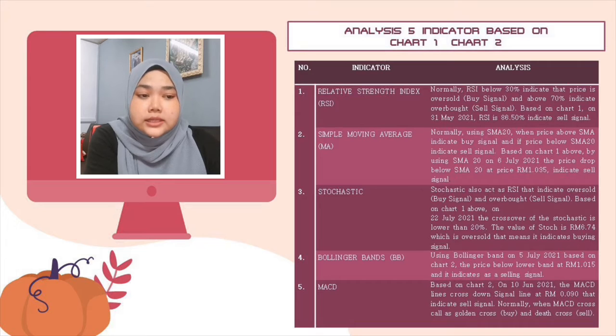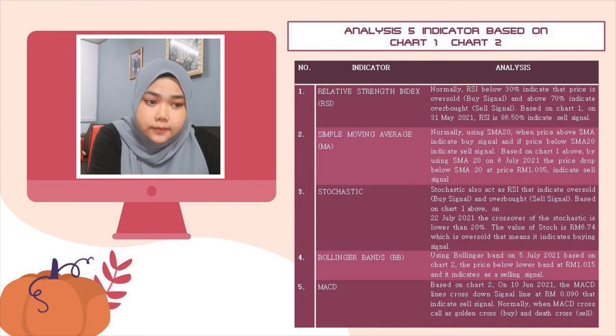The next one is simple moving average. Normally using SMA 20, when price is above SMA it indicates a buy signal, and if price is below SMA 20 it indicates a sell signal. So based on this chart, by using SMA 20 on 6 July 2021, the price dropped below SMA 20 at price RM1.035, which indicates a sell signal.